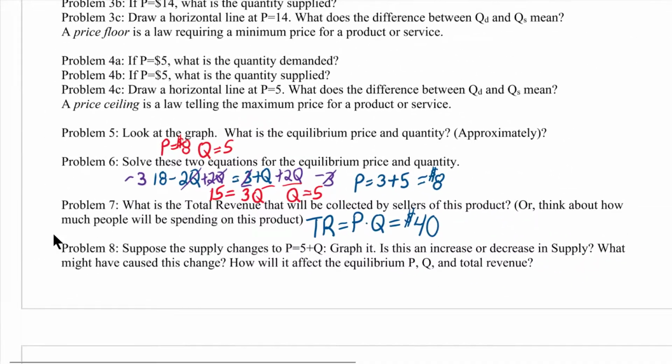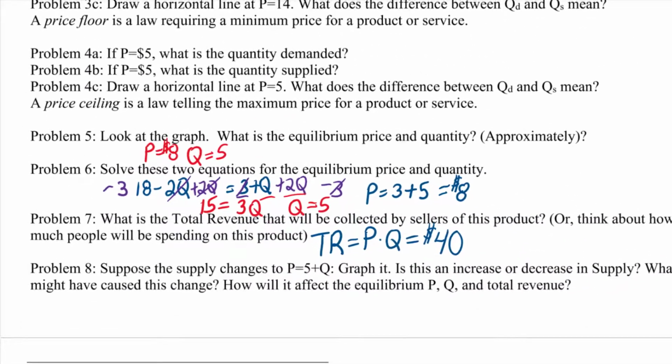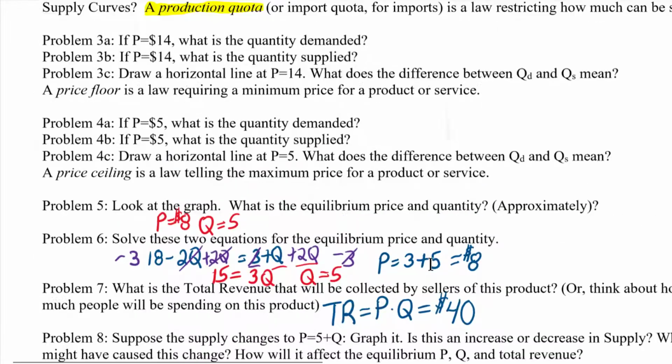Okay, last question here. Suppose the supply changed to P equals 5 plus Q. Let's graph that. And is that going to be an increase or decrease in supply? What could have caused it? And how would this affect the equilibrium, price, quantity, and total revenue?